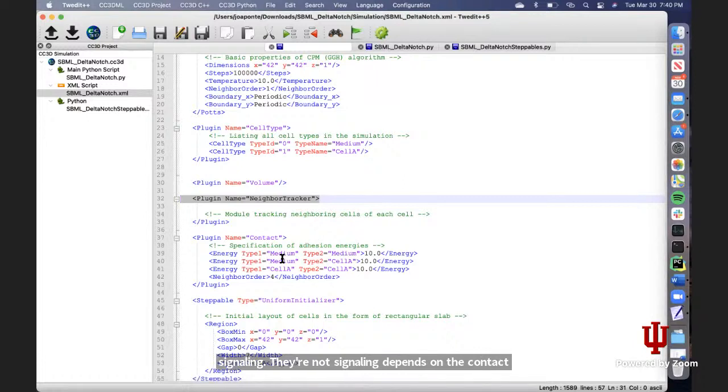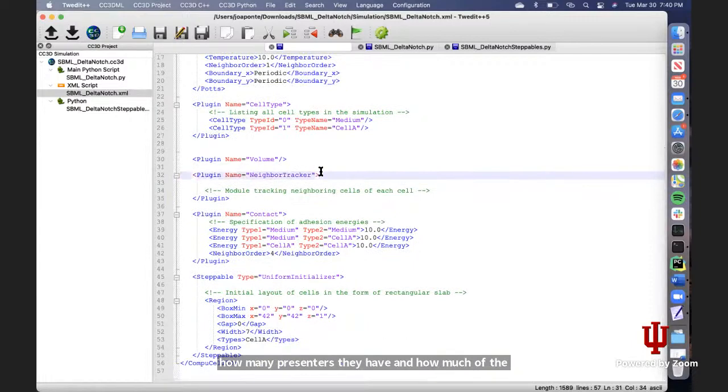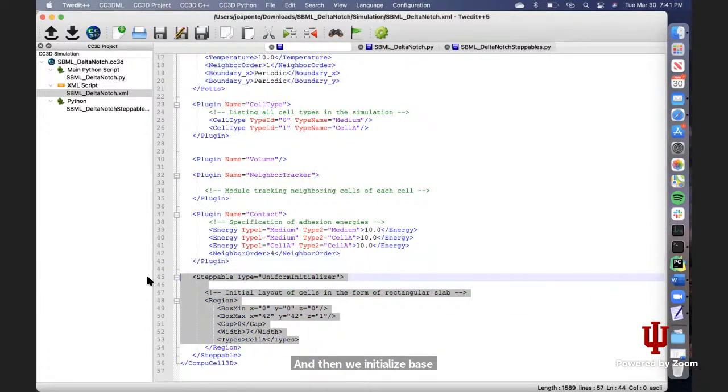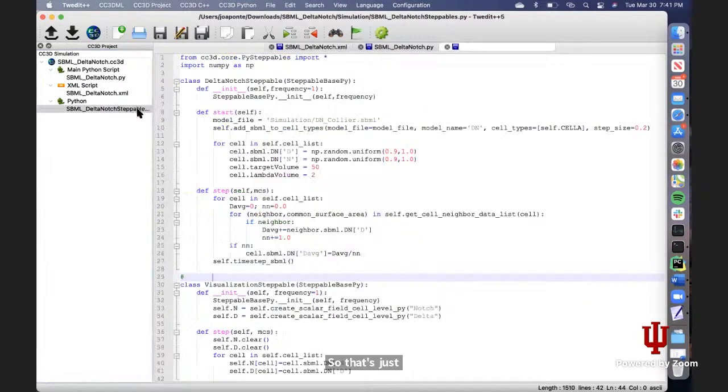If you imagine cells having receptors that interact with each other, then the strength of that interaction is going to depend on how many receptors they have and how much the surface area between the cells is. So that's why we need to keep track of what the cell neighbors are. And then we initialized the whole simulation domain, filling it up. So that's just what the XML is doing.